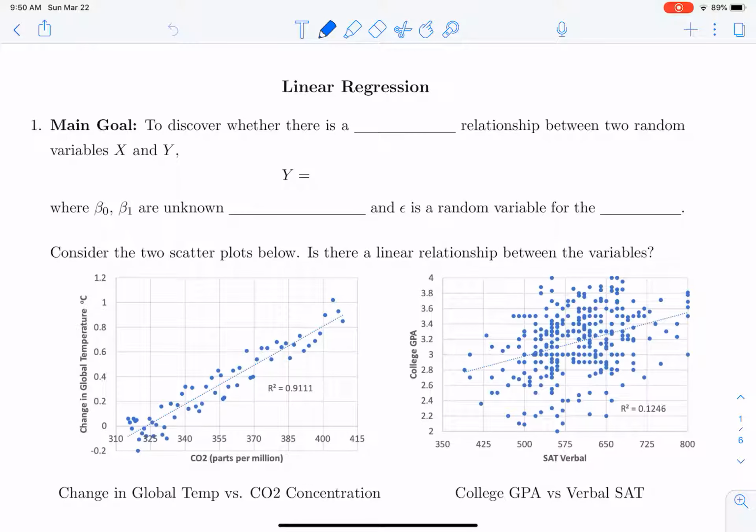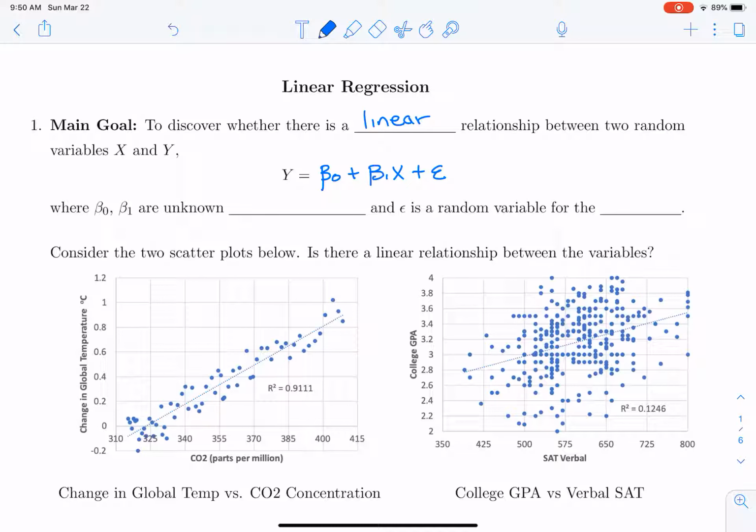We are now going to start a chapter about linear regression. Our main goal is to discover whether there is a linear relationship between two random variables, x and y. And that linear relationship will be y equals beta 0, which is an intercept, plus beta 1, which is going to be a slope, times x plus epsilon.